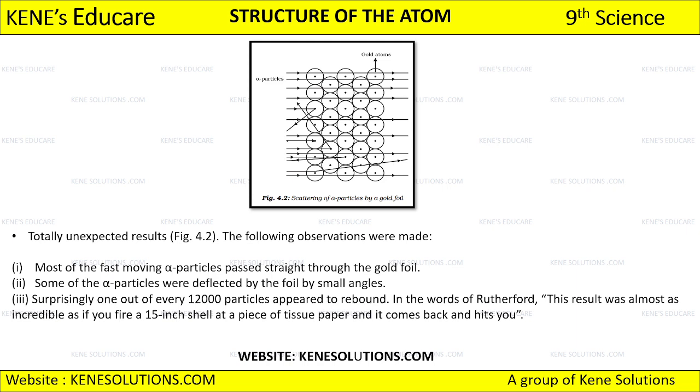After this, now these are some of the unexpected results which were observed by Rutherford, where he saw that some of the alpha particles passed straight through the gold foil, while some of the alpha particles got deflected by the foil by a small angle. Okay, so these were some unexpected results.